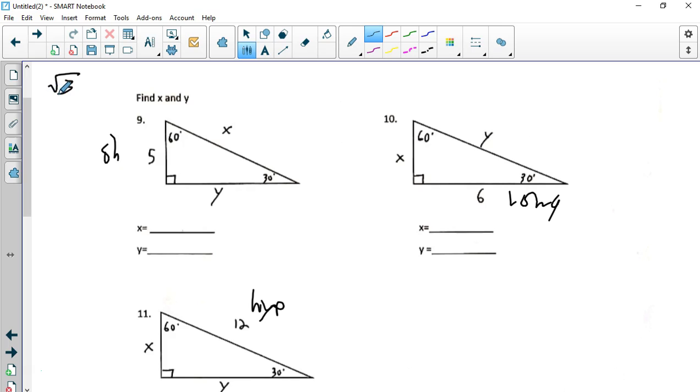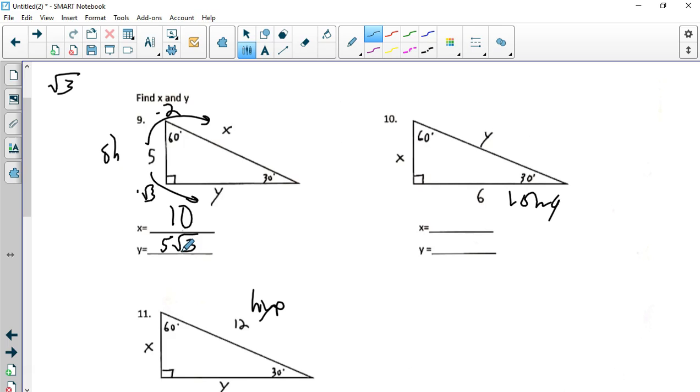Now, number 9 is the easiest because we already have the short side. And everything starts at the short side. So going to the hypotenuse, we're going to multiply by 2. So x is simply 10. Going to the long side, we're going to multiply by our magic radical 3. So 5 radical 3. That's the easiest one of them.